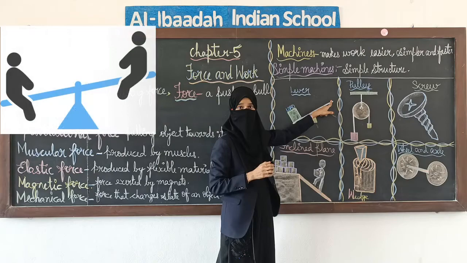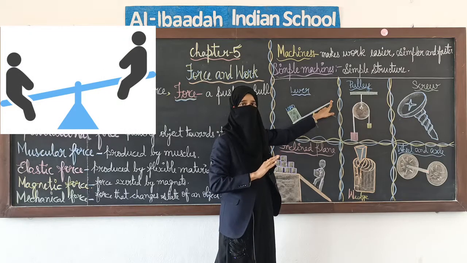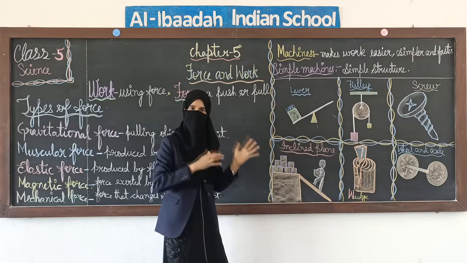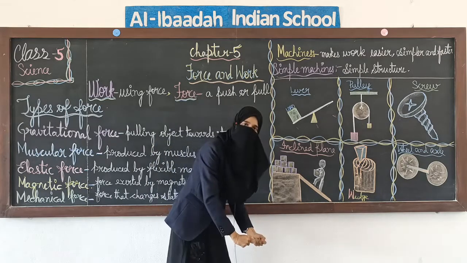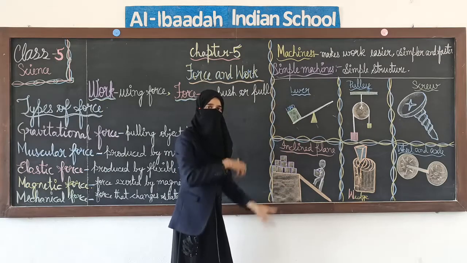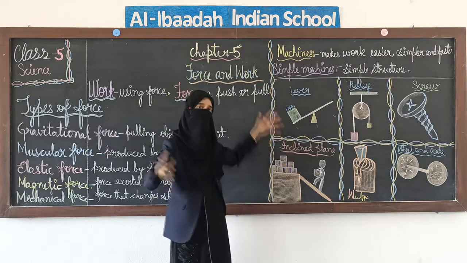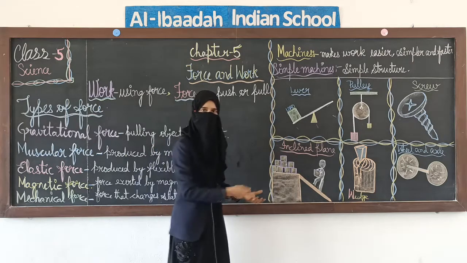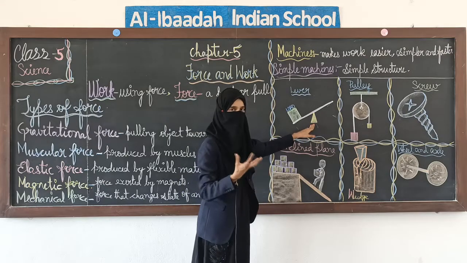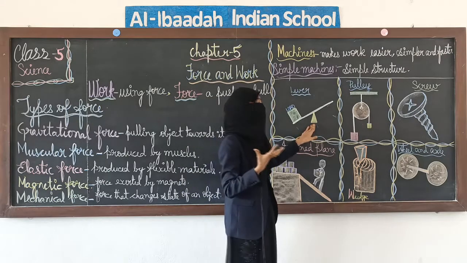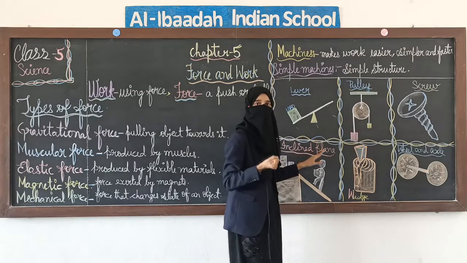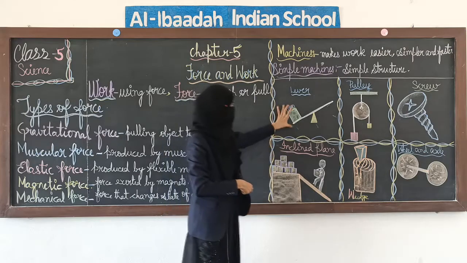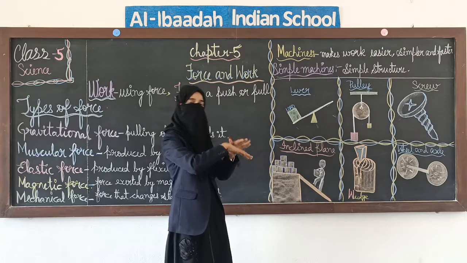Have you seen a seesaw in the park? Imagine a seesaw. On one side there will be a load, and from the other end force is applied and that load is lifted. It is very difficult to lift heavy loads, so at that time what do they do? They use an iron rod. They keep something in between, like a log or a stone, any object, and they lift the load from the other side.